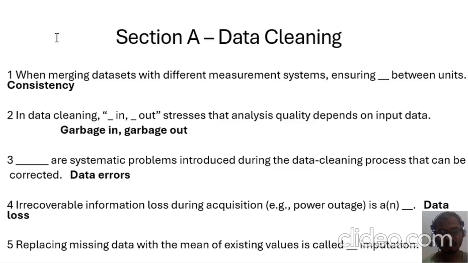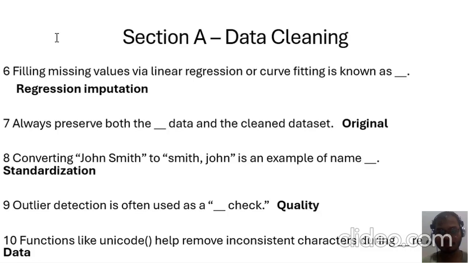Replacing missing data with the mean of existing values is called mean imputation. Filling missing values using linear regression or curve fitting is known as regression imputation. Imputation always alters the data and the cleaned dataset differs from the original.